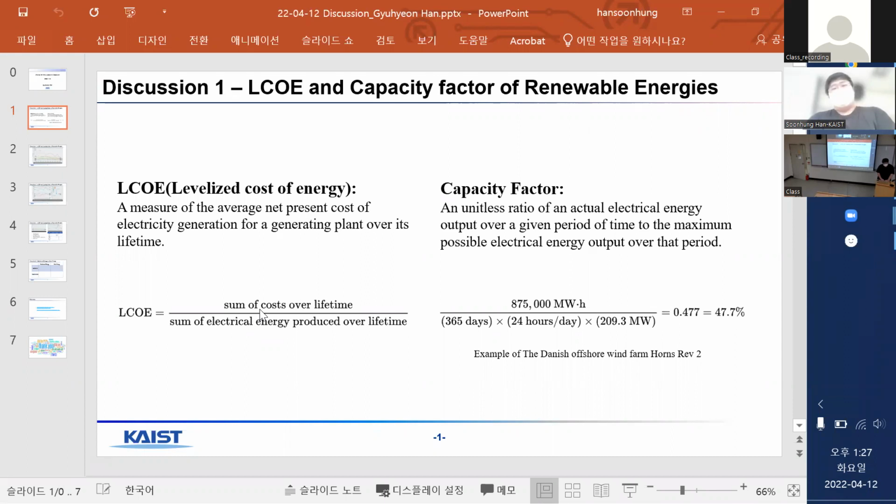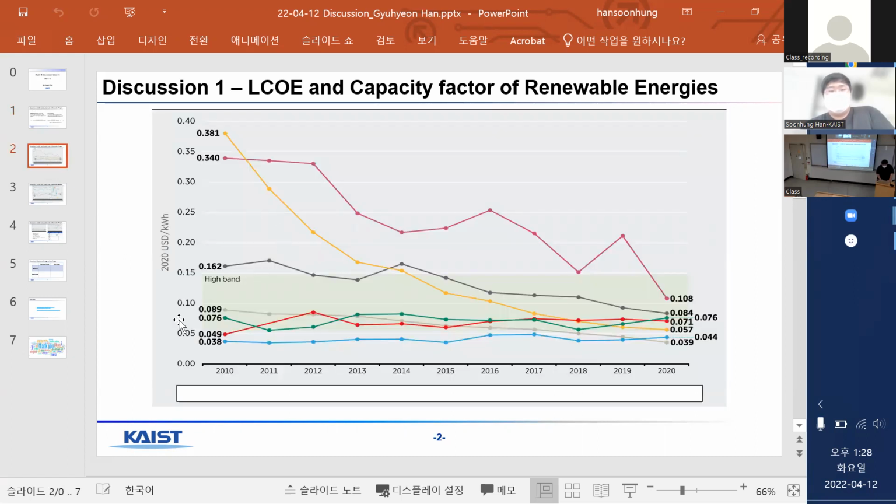Okay, I will just read it. It is a ratio of the actual electricity produced over a given period, divided by the maximum possible electrical energy output. So this number shows how effectively it runs. This is what the capacity factor means. So I found some graphs.